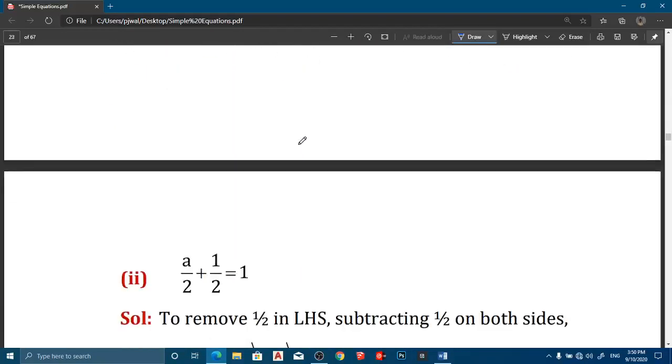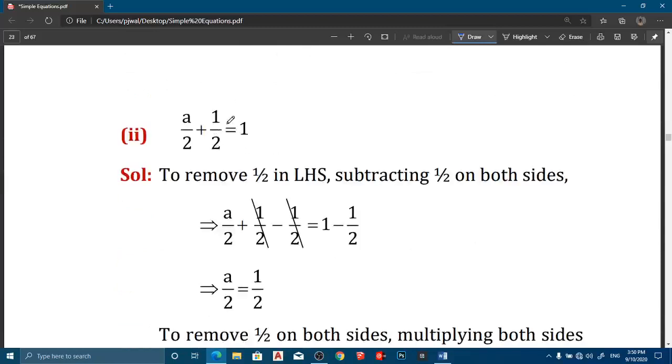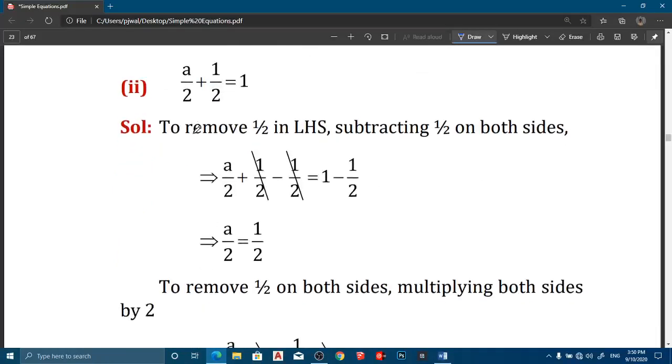Okay, next one: a by 2 plus 1 by 2 is equal to 1. So you have to find the a value. You want the a value only, so you have to remove this plus 1 by 2. Therefore, I am subtracting 1 by 2 on both sides. So 1 by 2 and 1 by 2 get cancelled here. You will get a by 2 here.